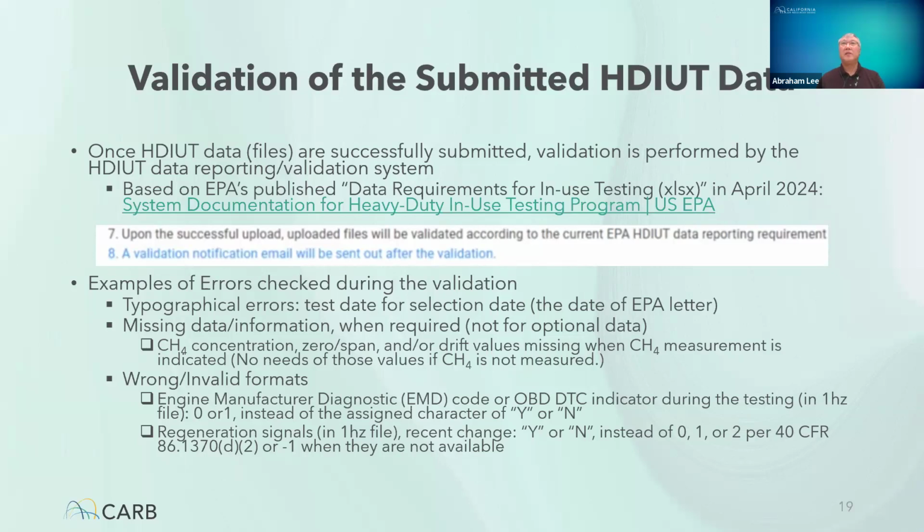Another example is the regeneration signal, which has recently changed. Now it should be 0, 1, or 2, and when those signals are not available, -1. But if you put Y or N instead of those numbers, the system is going to give the error message. Next slide, please.